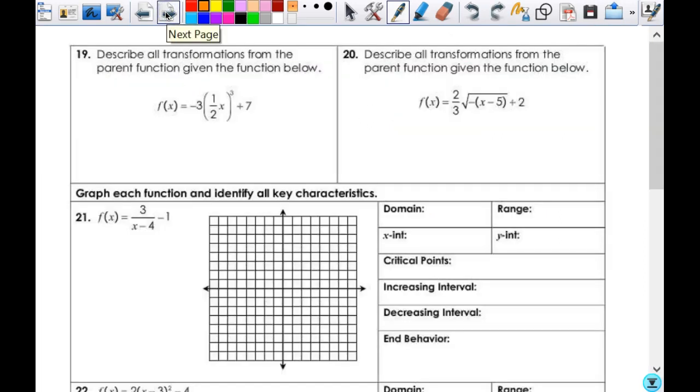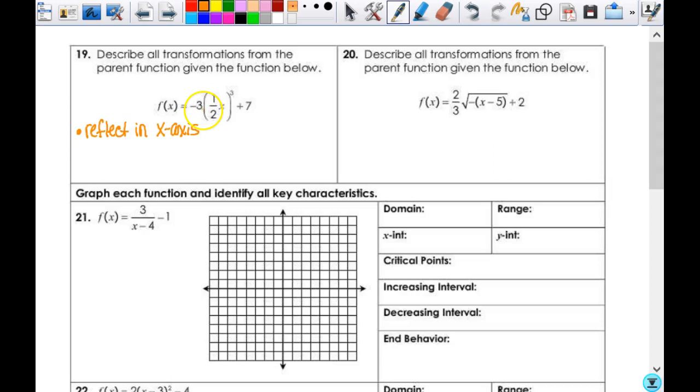Okay, so I'm going to describe all the transformations here, the parent function. Remember, when you describe them, you are most likely describing them in the order that you would do them, so you want to make sure you leave your translations till last. Okay, so I'm just going to go in order that I see it. This negative sign is on the outside of the cubed, so that means that I'm going to reflect in the x-axis.